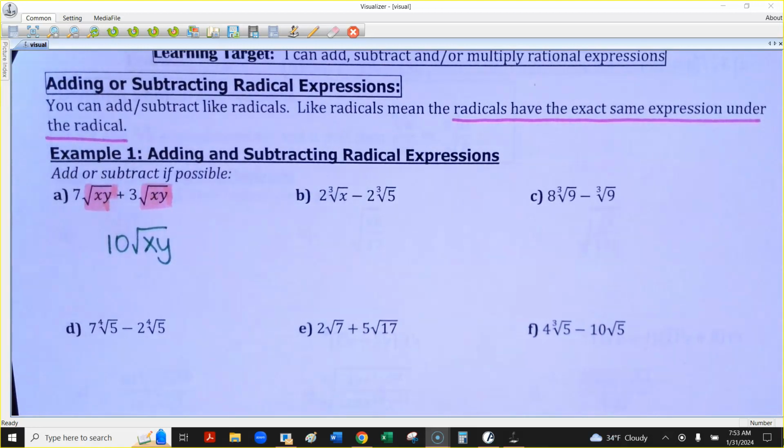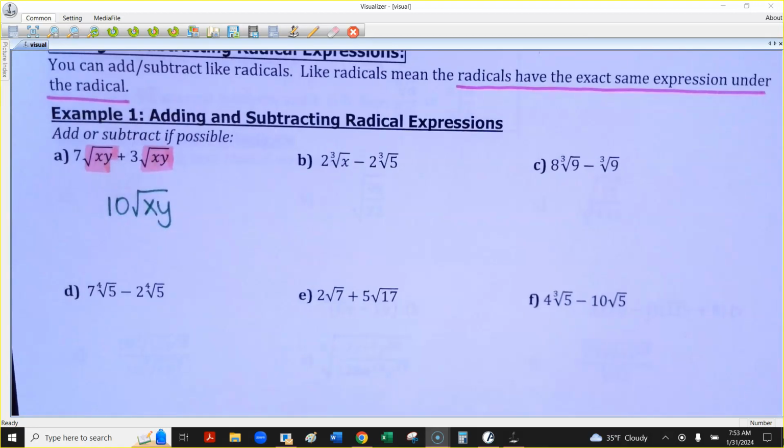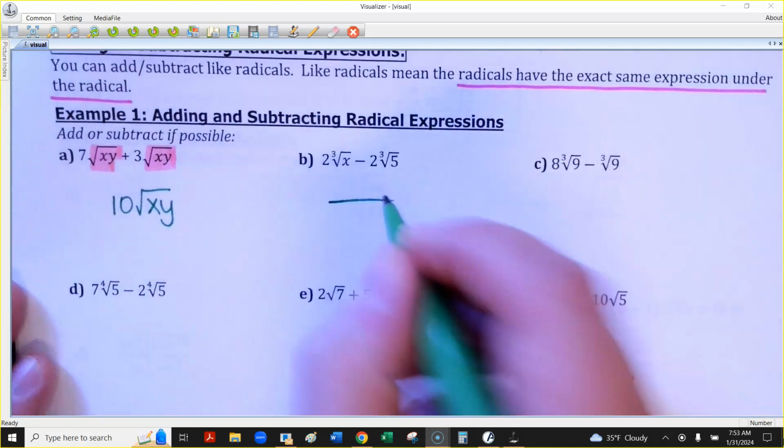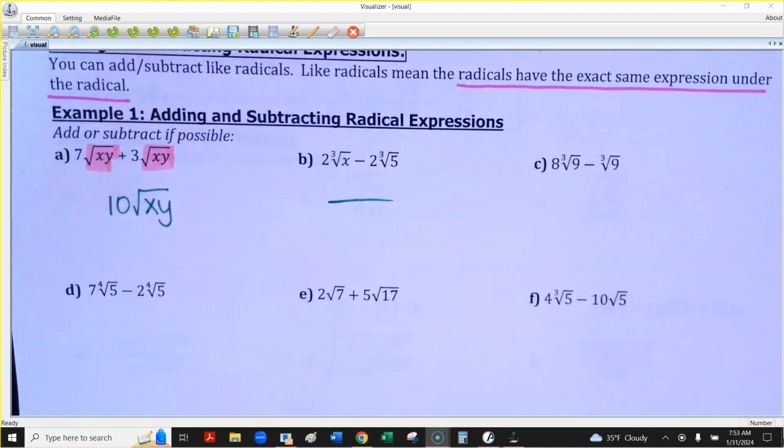Okay, now, can I subtract, if I do 2 cube roots of x minus 2 cube roots of 5, can I subtract those? No, so that's already simplified. I can't do anything else there. There's nothing to do in that problem. Can't actually subtract those, so that's already simplified.